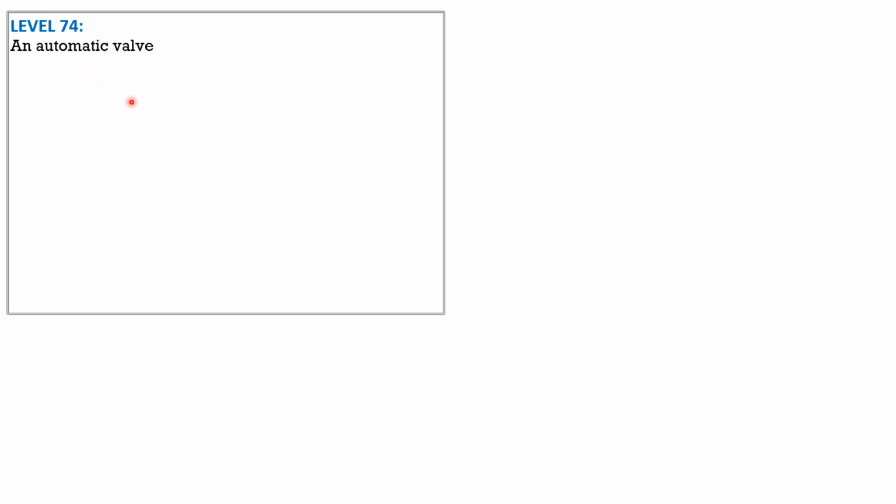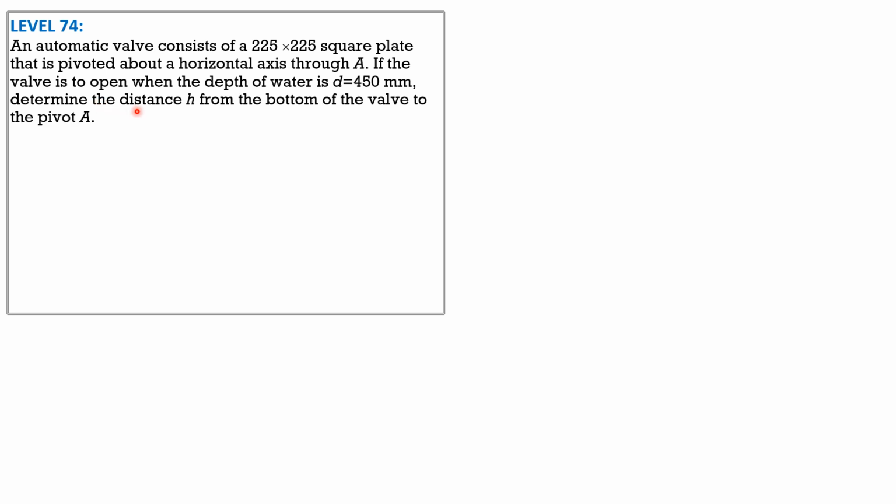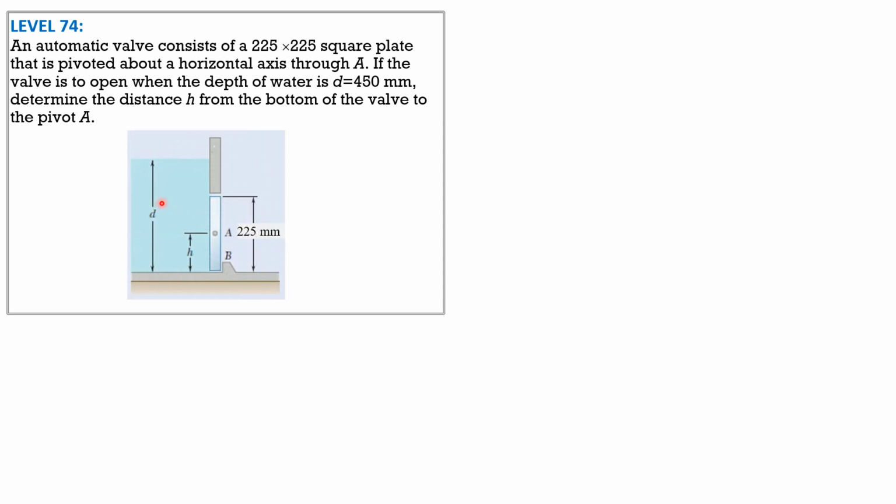Level 74 problem. An automatic valve consists of a 225 by 225 mm square plate that is pivoted about the horizontal axis through A. If the valve is to open when the depth of water is D equals 450 mm, determine the distance H from the bottom of the valve to the pivot A. So here is the given situation. The depth is 450 mm at that situation.